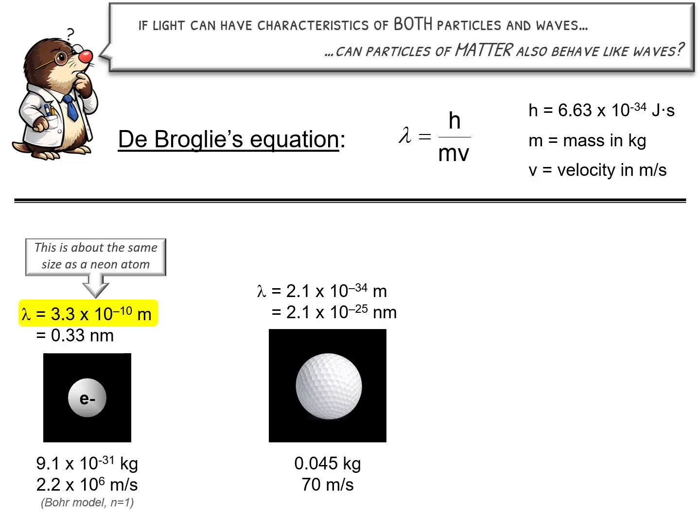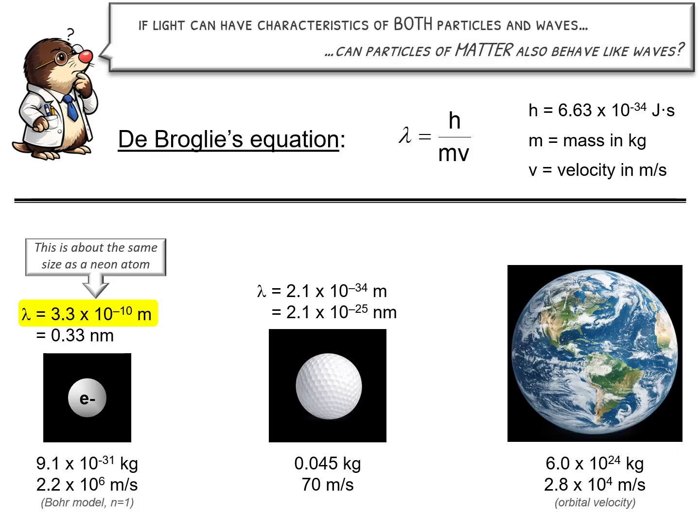And just to go to the totally ridiculous end of the spectrum, the Earth would have a wavelength of 4 times 10 to the minus 63 meters. They don't even have names for that unit as far as I know.